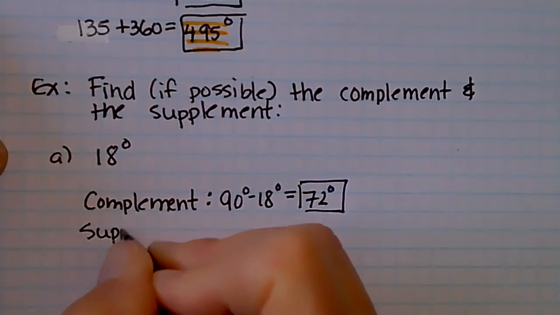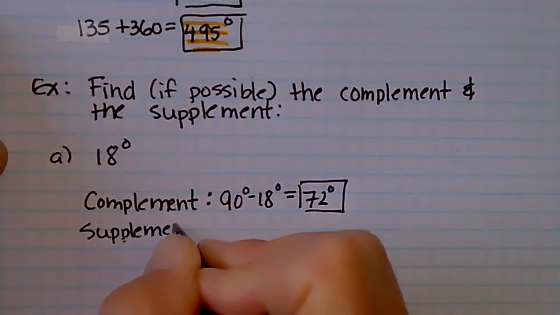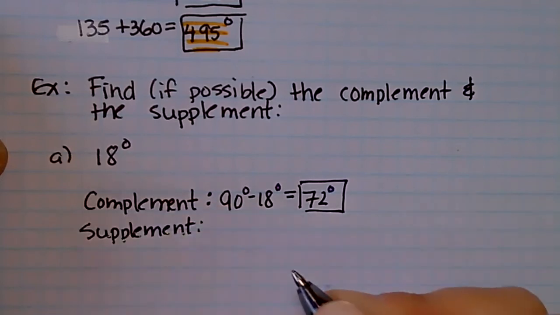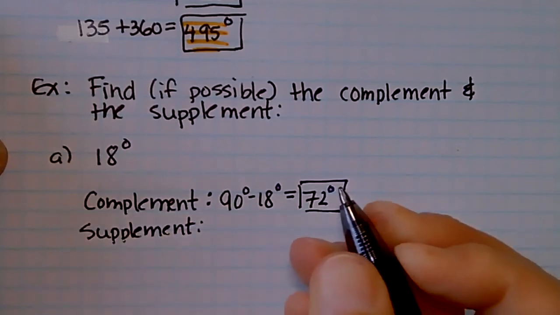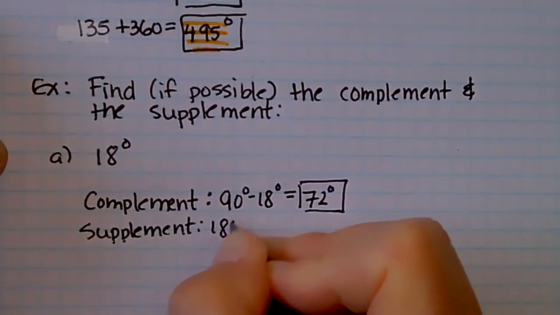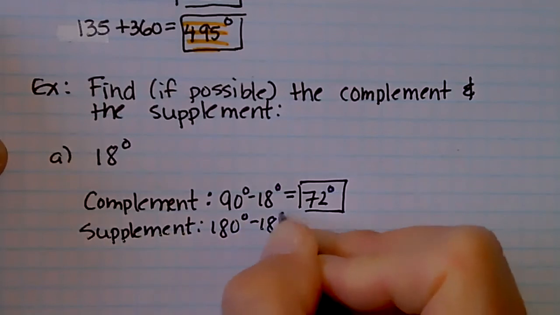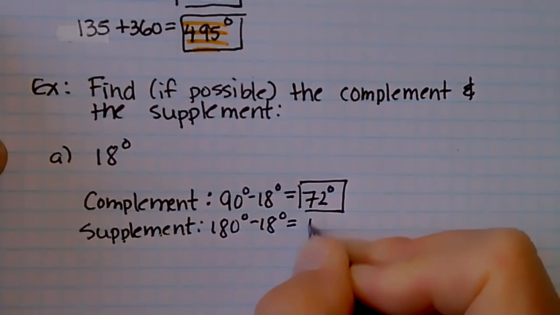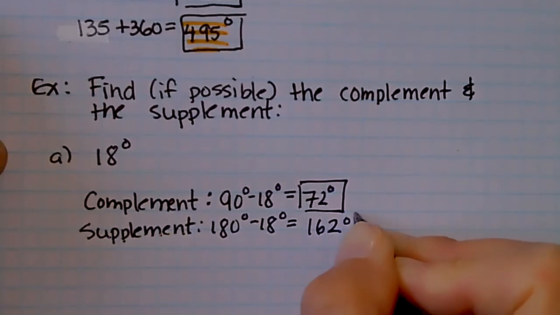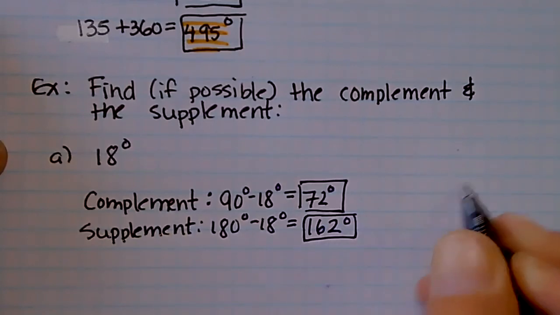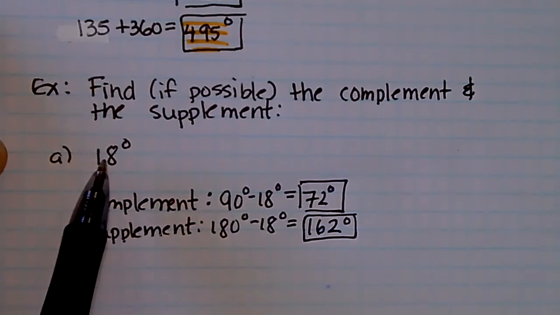For the supplement, it's what can add with 18 degrees to get to 180 degrees. So I'm going to take 180 degrees minus 18 degrees, and I'm going to get 162 degrees. Okay, so what adds with this to get 90? What adds with this to get 180?